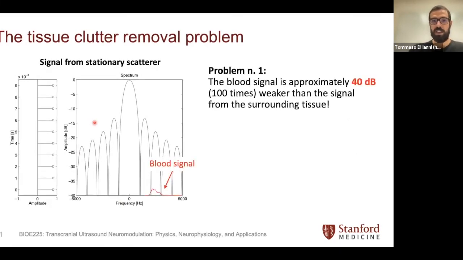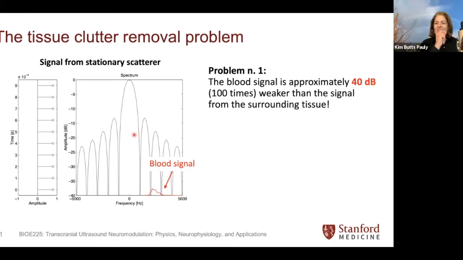as an exercise, I'm just showing that the blood signal will be displayed here. So it will look like the other spectrum that we looked at before. It will be much weaker than the component from the tissue. So it will be some tiny little signal riding over this huge signal from the tissue.